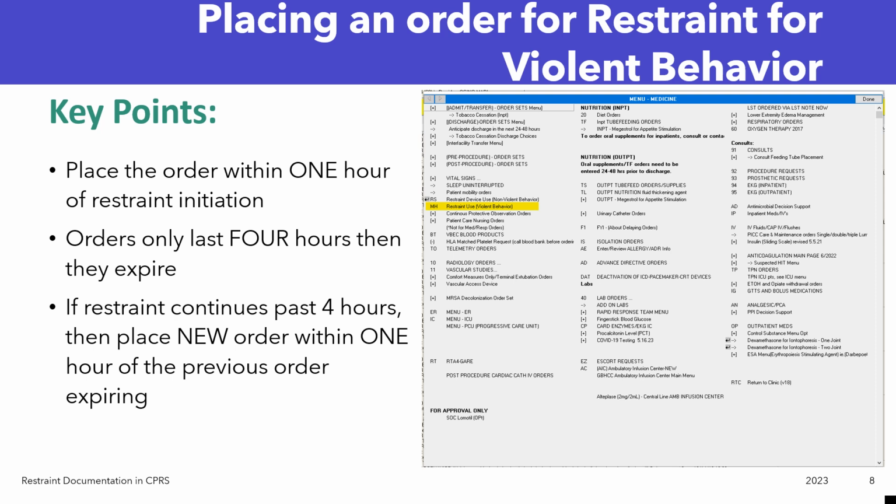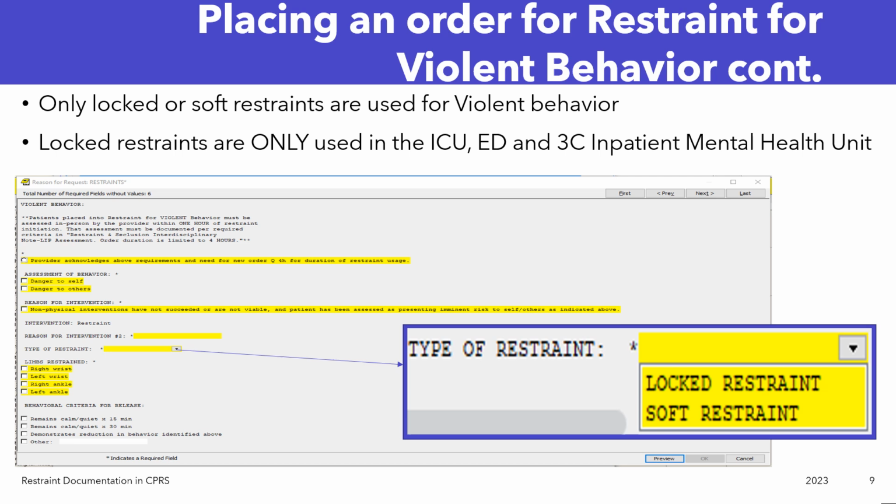Place the order within 1 hour of restraint initiation. These orders only last for 4 hours and then they expire. If the restraint use continues past the 4-hour period, you must place a brand new order within 1 hour of the previous order expiring. When placing an order for restraint for violent behavior, your only options are to use locked or soft restraints. Locked restraints are limited for use in the ICU, the ED, and the 3C inpatient mental health unit only.